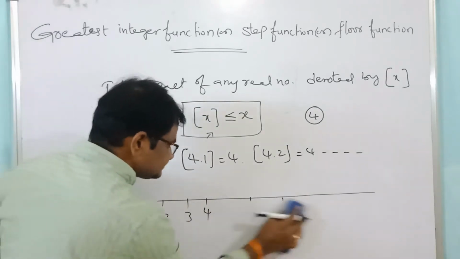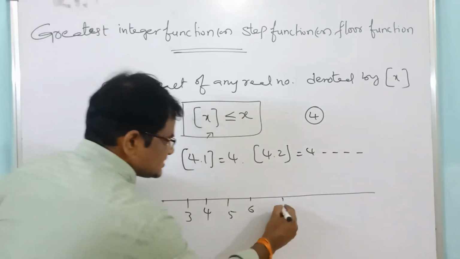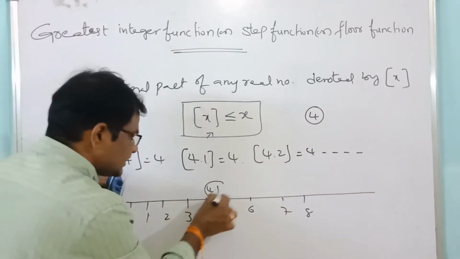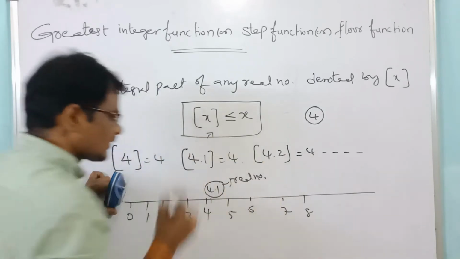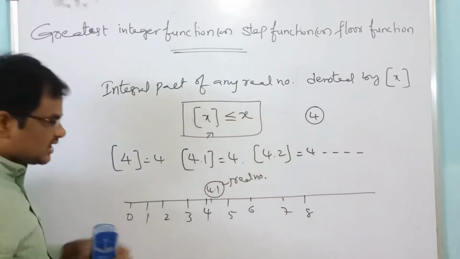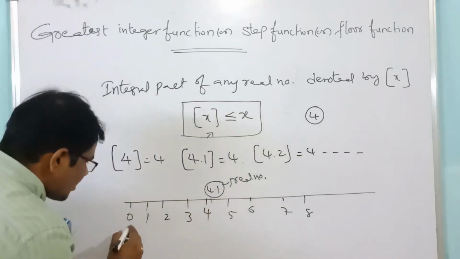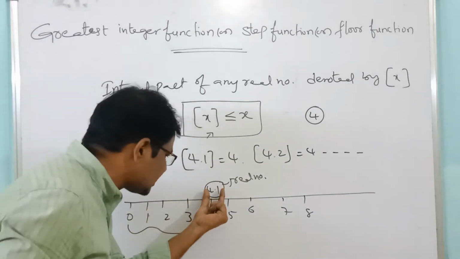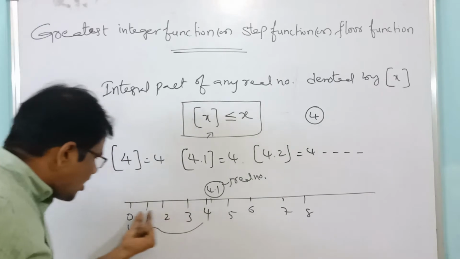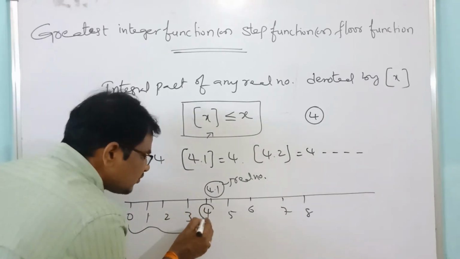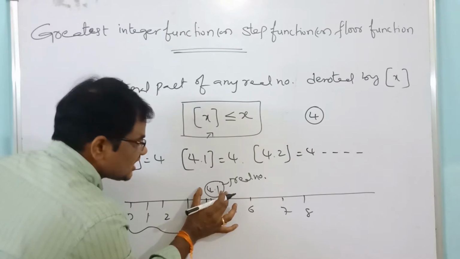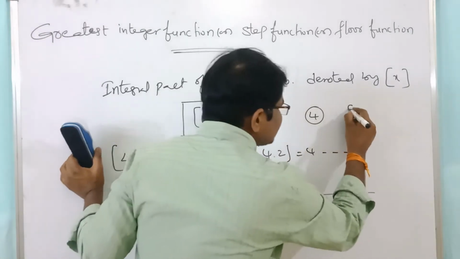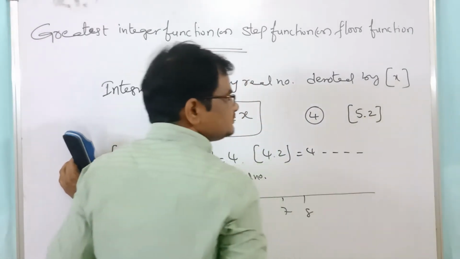Now if you take here 5, 6, 7, 8, and 4.1 here, this is the real number. Observe carefully all the integers to the left side of this real number. Among all those integers, which one is the greatest? 4. So that's why the greatest integer function of the real number 4.1 is 4. That's it.